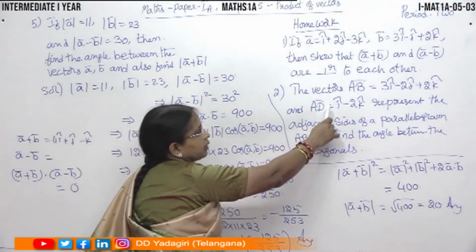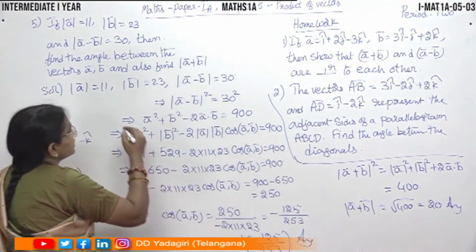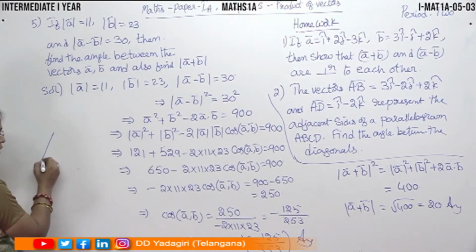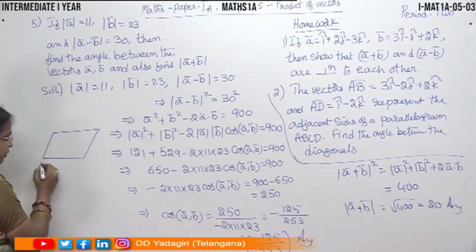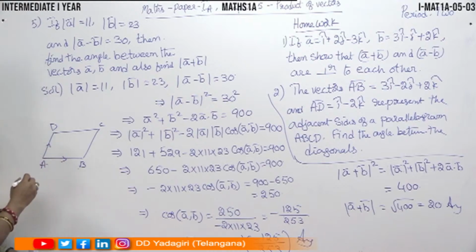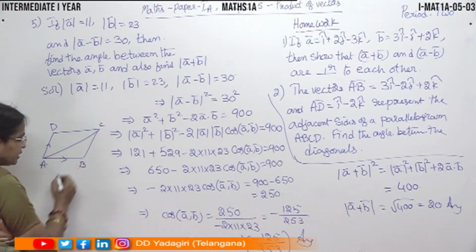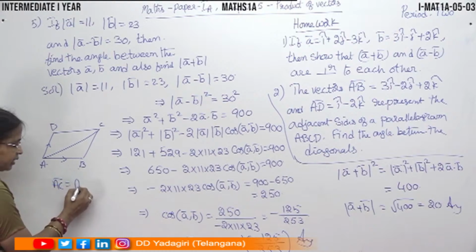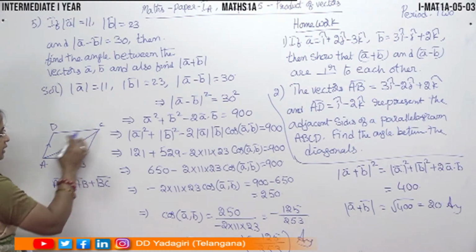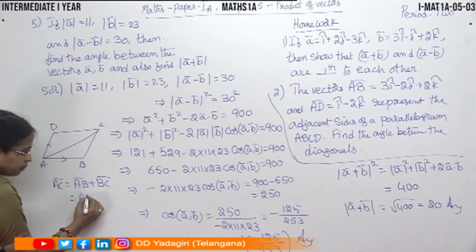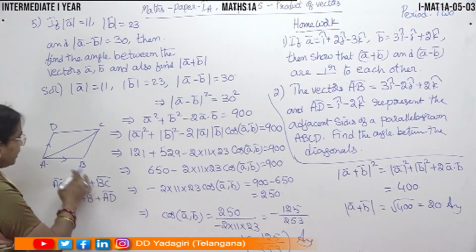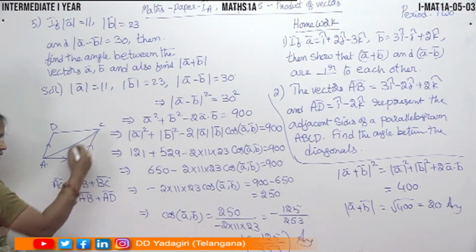Now in this problem, AB and AC are the adjacent sides of a parallelogram. So this problem also you can try. ABCD is a parallelogram. You are given AB and AD. So find AC. One diagonal AC is nothing but AB plus BC. BC is nothing but AD. So it is AB plus AD. So just add AB and AD, you will get AC, one diagonal.